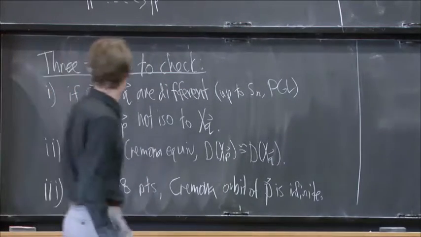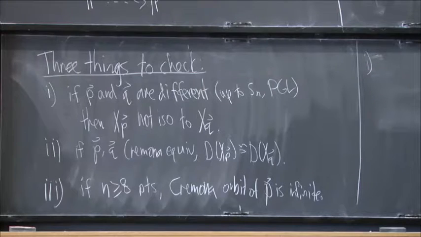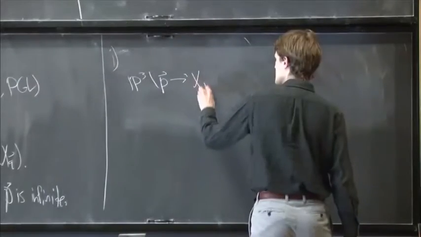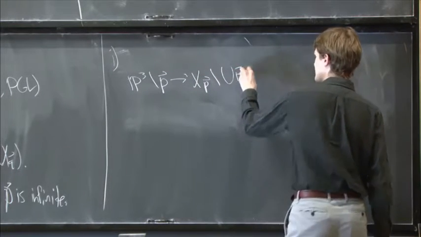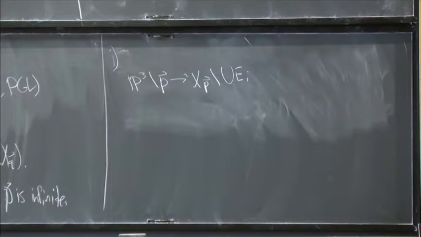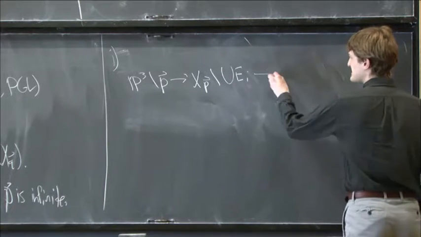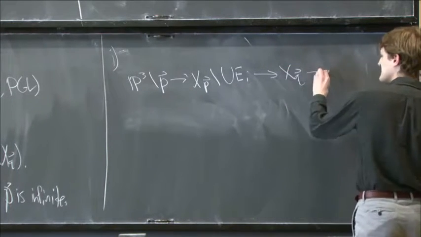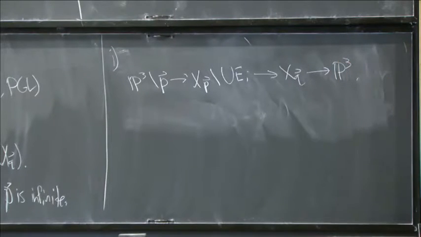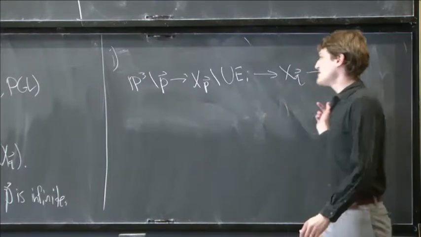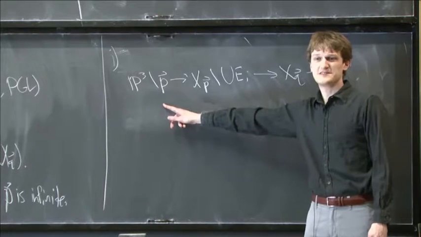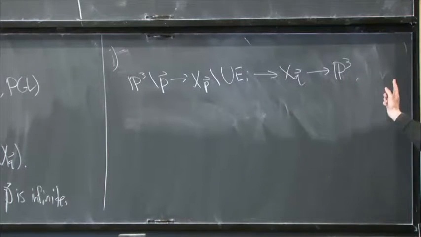OK, so let me just quickly say how these go. So for the first, well, here's what we do. So we have a map from P3 minus my 8 points to the blow up minus the exceptional divisors. If I have this hypothetical isomorphism from xp to xq, I can get a map to xq, and then I get a map back down to P3. And this is a map from P3 to P3 whose indeterminacy locus is 0-dimensional. It's just a finite set of points.